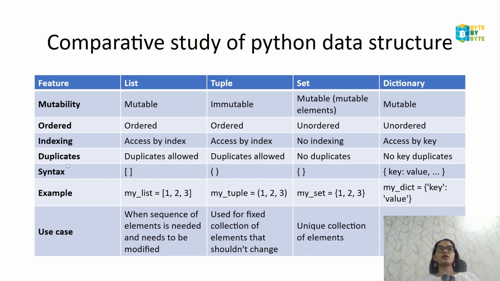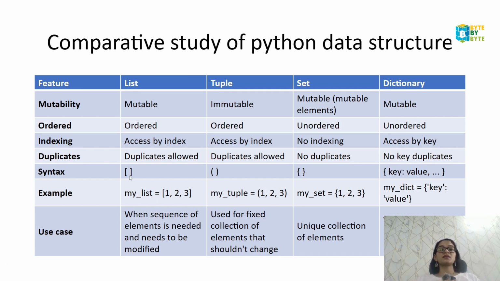Okay, the next point is duplicates. In the list, duplicates are allowed. In tuple also duplicates are allowed, but your set is a collection of unique elements, so no duplicates are allowed. A dictionary, you know, is a collection of key value pairs. Your key should be unique, so there should be no duplicates in the key part. Value can be anything.